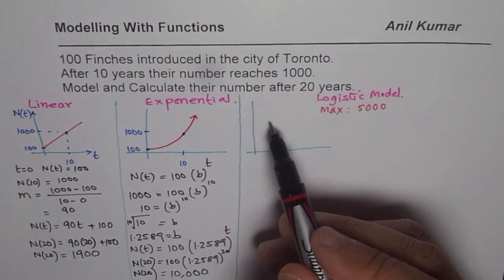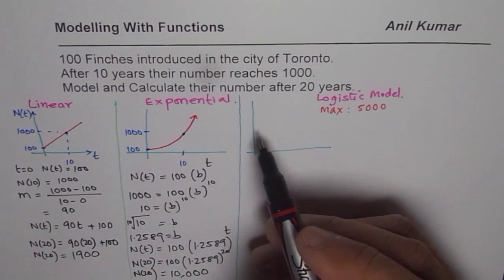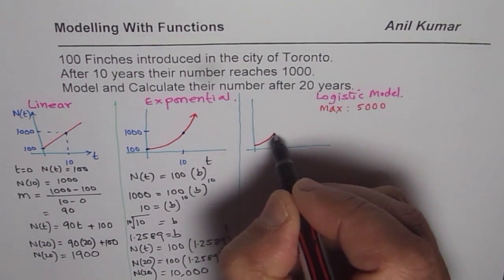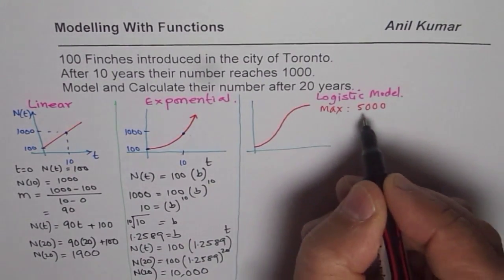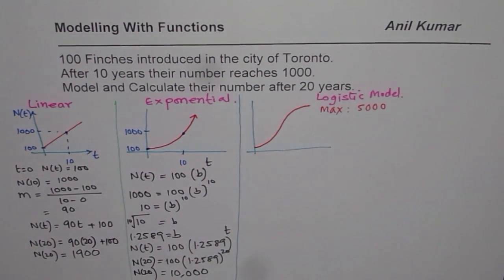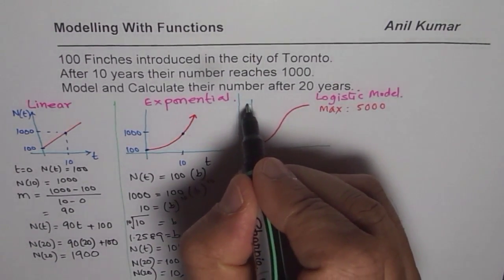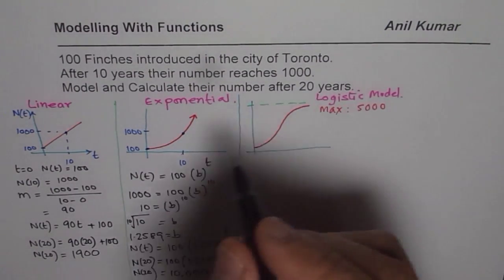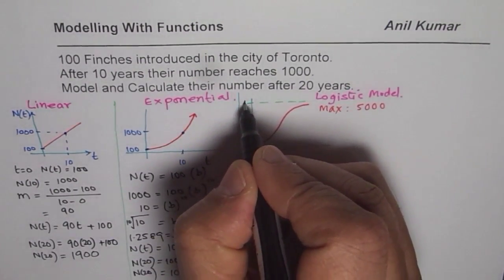There are realistic restrictions or limitations. So we expect that they will go fast, but then they will taper down to a maximum value of 5,000. That's the whole idea. I hope you appreciate that. So this means it will approach 5,000. That is called our logistic model, and this value is 5,000.